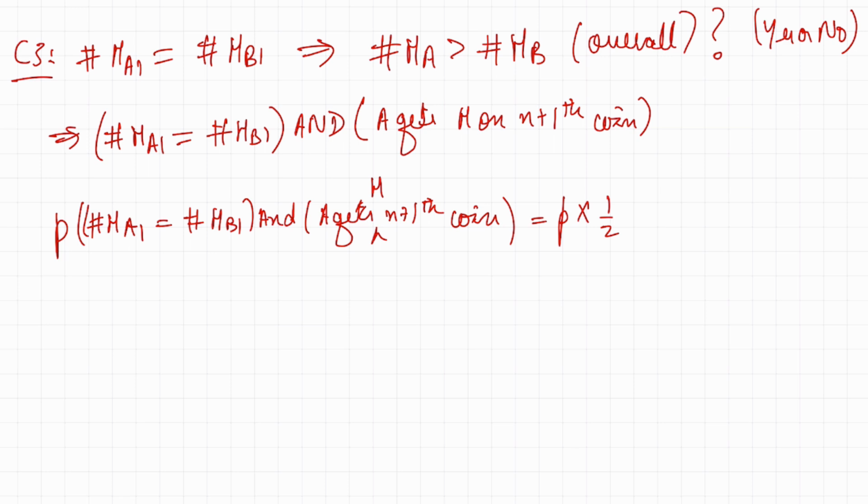Now you may be saying, hey, why do I multiply here? The reason is because there are 2 events happening together and they're independent. What A gets on the first n coins and B gets on the first n coins is independent of what A gets on the last n+1th coin. That's why I've multiplied this. It's a rule of probability. Okay, so we know the answer is P by 2. So in this situation also, we'll have the number of heads A gets greater than the number of heads B gets overall. So this is equation double star.